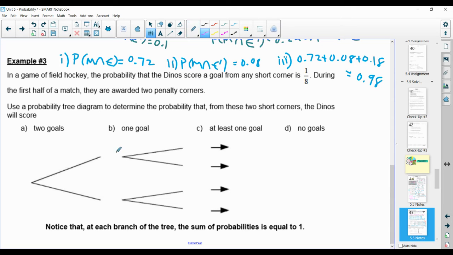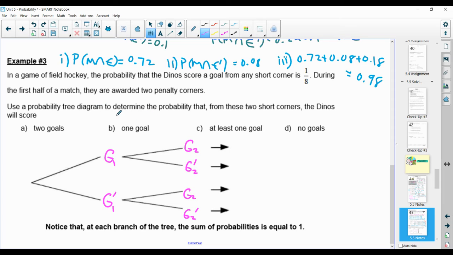And so setting up our chart here, we have getting the goal or not getting the goal. And just because I'm going to be using G twice here, I'm going to use a G1. So goal 1, and then we'll use goal 2. So we either make goal 1 or we don't make goal 1. And then we either make goal 2 or don't make goal 2.